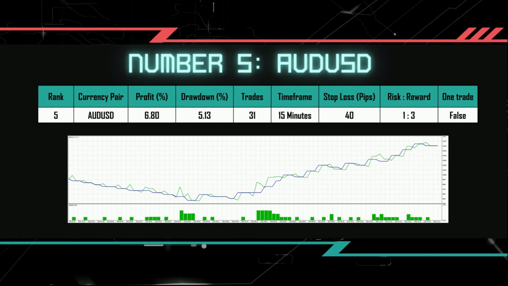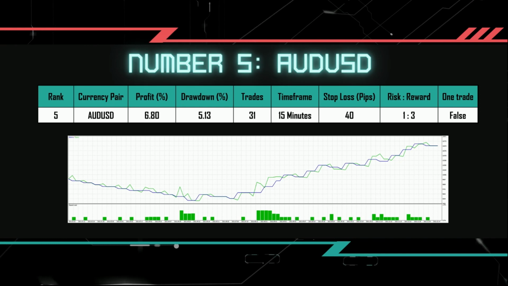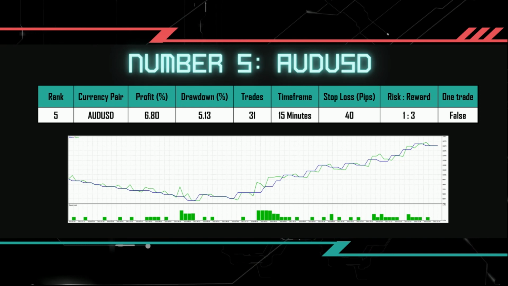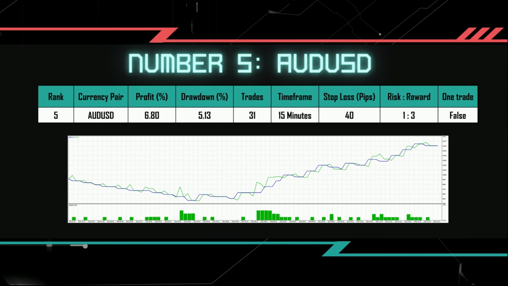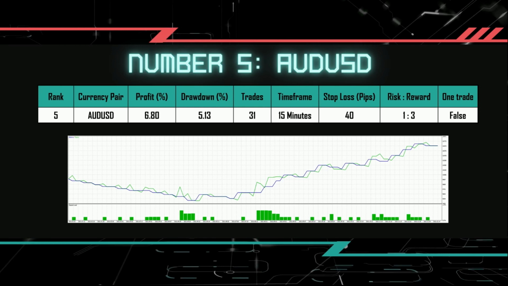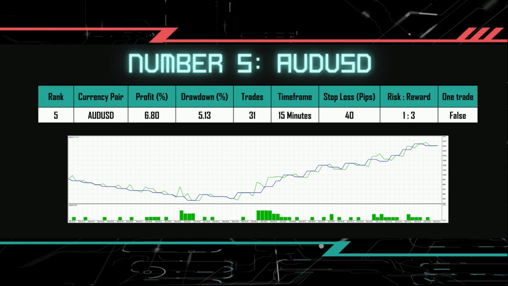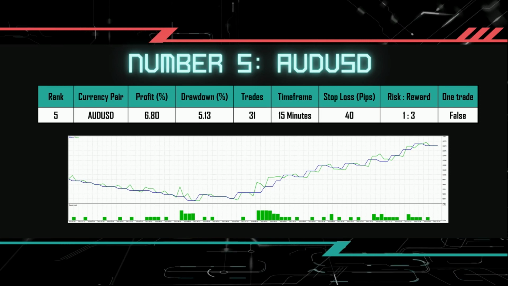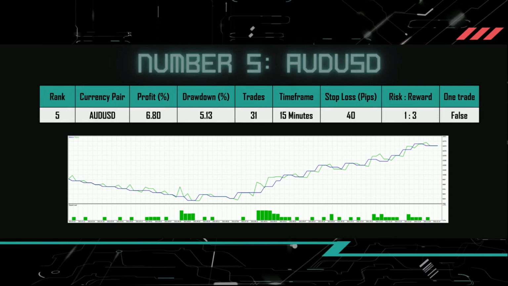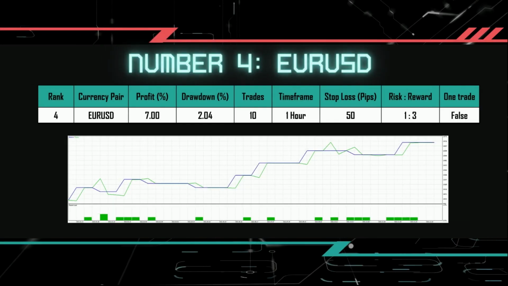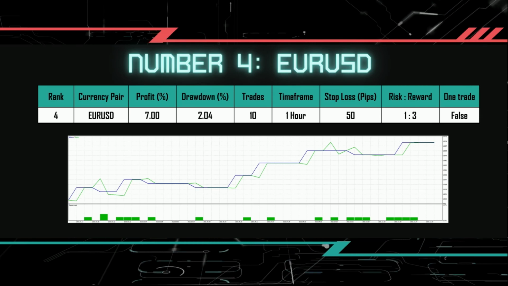The optimal settings for this pair are 15 minutes time frame, stop loss level at 40 pips and risk to reward ratio at 1:3. The equity curve was downwards at the start, and most of the traders might just give up over there. However, if you persist until the end of the year, you would have achieved a nice smooth upwards equity curve.